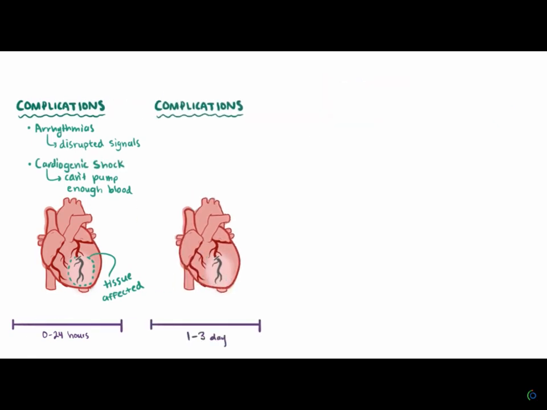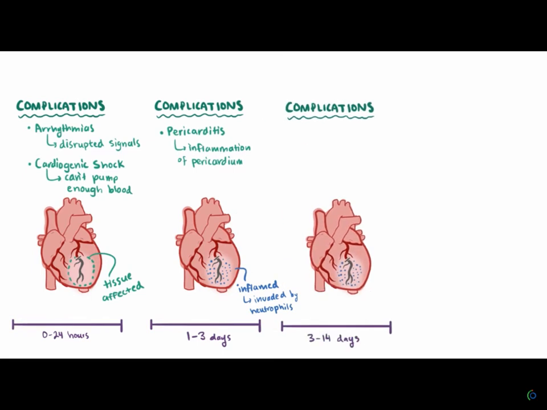In the days following an infarction, the tissue around the infarcted area becomes inflamed and is invaded by neutrophils, which can lead to pericarditis, inflammation of the pericardium. In the next couple weeks, macrophages invade the tissue, and the healing process begins with the formation of granulation tissue, which is new connective tissue that's yellow and soft. At this phase, the tissue is most at risk of myocardial rupture.